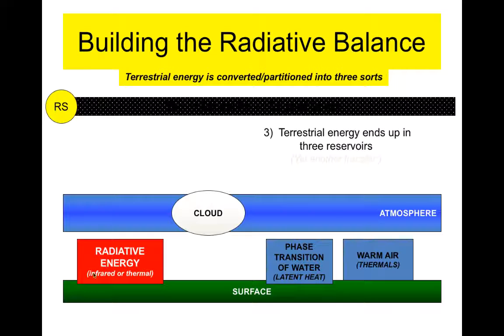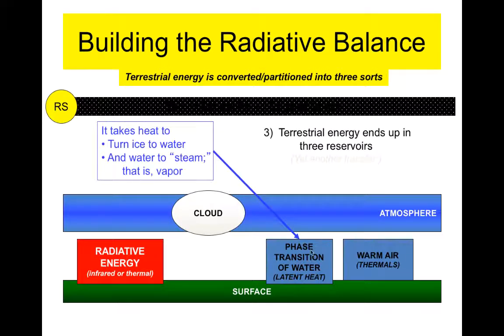One of them is radiative energy, the infrared or thermal energy. One of them is the phase transition of water, and one of them is just simply warm air and thermals. The phase transition of water is very important to our climate, as our climate and our society has evolved with a balance of liquid water, water vapor, and ice. And that balance of really how much might be in ice is really a measure of our climate and sort of the mean temperature of the Earth. And it, of course, has consequences about sea level and other attributes of the climate.